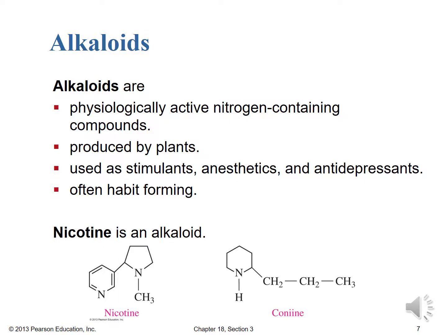We mentioned earlier in this chapter that we'll often see nitrogen amine functionalities in drugs, and alkaloids in particular are physiologically active nitrogen-containing compounds. They're produced by plants. They can be used as stimulants, anesthetics, antidepressants. Unfortunately, they're often habit-forming. So it's not a great thing if you can avoid these, like nicotine that we see here is an alkaloid, and it certainly has its addiction properties.